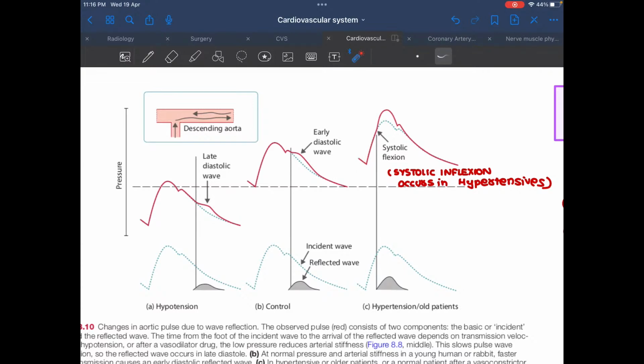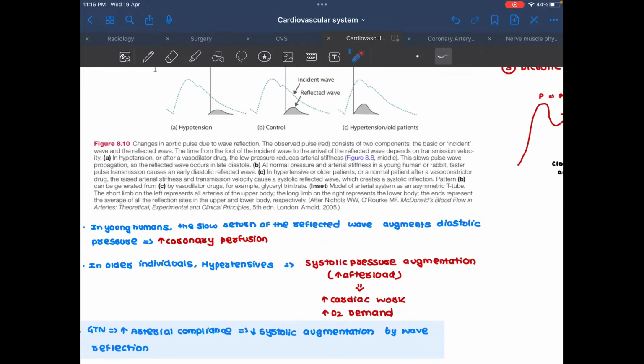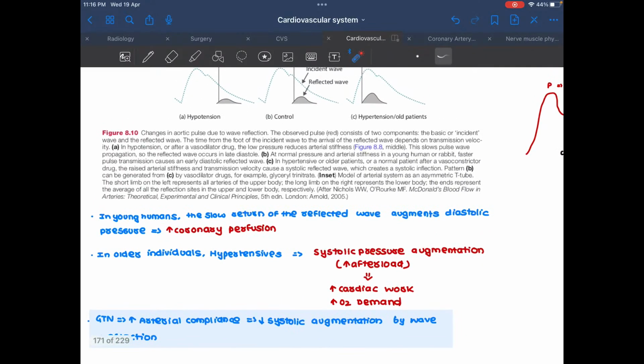That is bad for us. Okay? So just remember in older individuals and hypertensives, the systolic pressure augmentation will occur in systole. Okay, and that's going to increase the cardiac work, that's going to increase the oxygen demand, as well as what will it do? It will also be depriving the diastolic increase that we were seeing, the diastolic augmentation. Okay? And how can we prevent that?